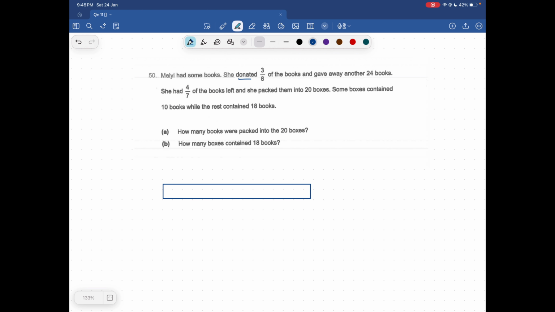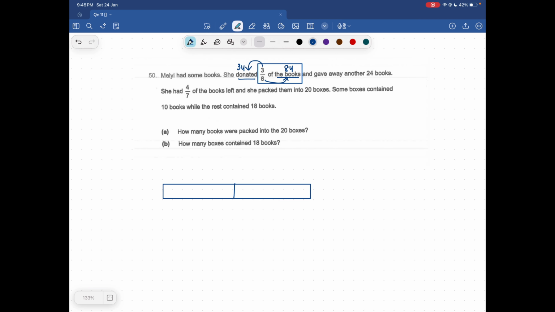Next, she donated 3/8 of the books. So we need to unpack what 3/8 of the books means. What do the numbers 3 and 8 mean in this context? The 3 represents 3 units that she has donated, and 8 represents the total number of books she has. So the total number of books is represented by 8 units, and she donated 3 units away.